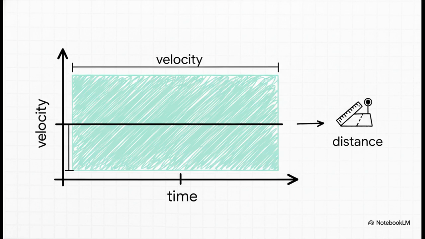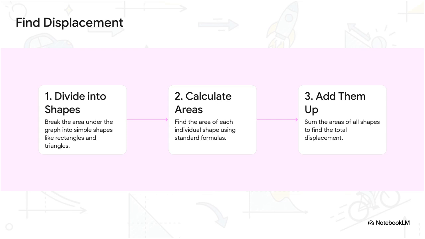And why does that work? Well, think about it. To find an area, you're essentially multiplying the axes. And what is velocity, say meters per second, multiplied by time in seconds? The seconds cancel out, and you're left with meters, a distance. Pretty cool, right? And calculating this area is way easier than it might sound.